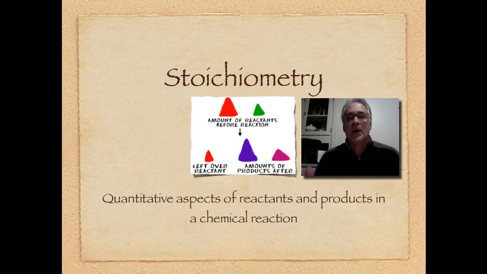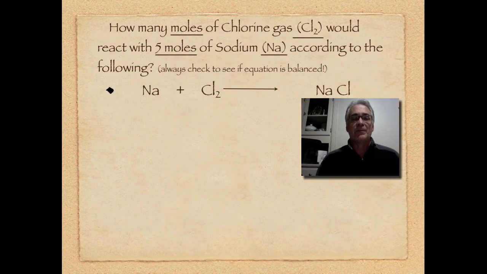So it's really all about chemical reactions. How much of this, how much of that, how many moles of this, how many molecules of that. And you know your way around the periodic table pretty well by now. You've been balancing equations for some time now. You've also been doing mole conversions. You know what a mole is. So all of those things are coming into play to do stoichiometry. So here's our first problem.